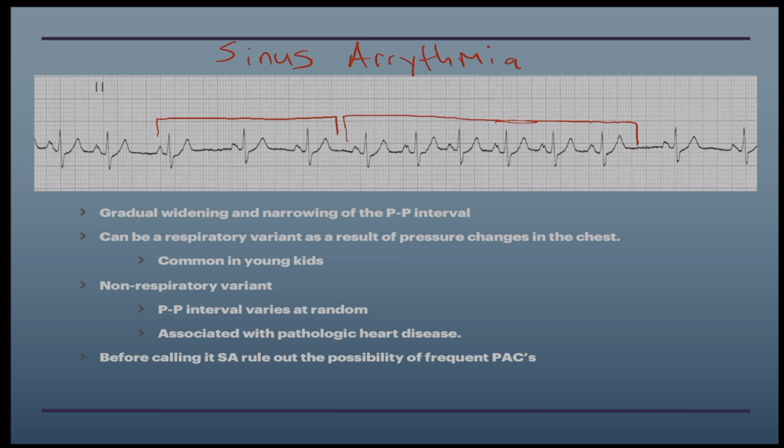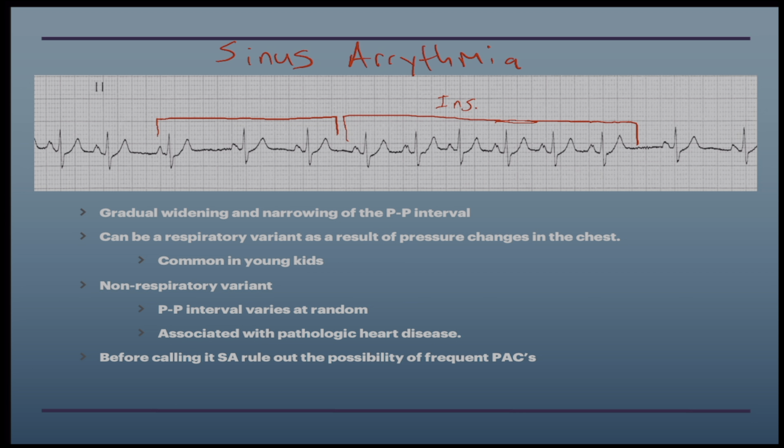In sinus arrhythmia, there's really two causes for this type of rhythm. One is a respiratory variant, and it's a result of pressure changes in the chest. We commonly see this in young kids because their chest walls are more compliant and susceptible to different pressure changes. During inspiration, the heart rate speeds up, and that's because blood flow to the atria during this time is increased, and that triggers baroreceptors that are going to cause inhibition of vagal tone, increasing the heart rate.